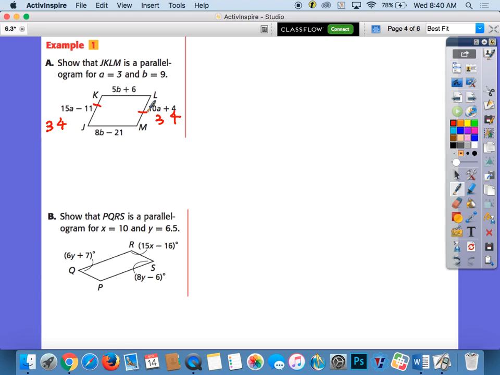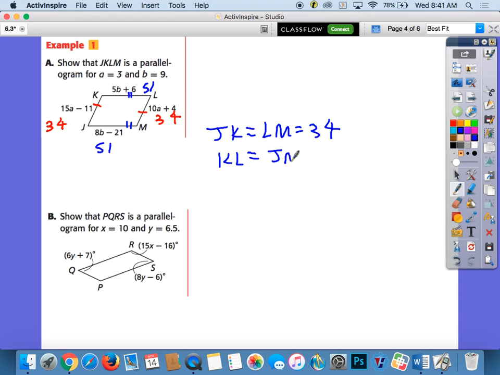You know what I'm going to tell you. Mark on your drawing to help you out. I'm going to plug 9 in for B, and I end up getting 51. And I plug 9 in for B here, and I get 51. So these guys are congruent. So I know that the length of JK equals the length of LM, which equals 34. And I didn't put a segment over because I'm dealing with length. I know that the length of KL equals the length of JM, which is 51. Let me go back and make sure I didn't make a mistake. Double check your work. So JK, LM, 34, KL, JM, 51.